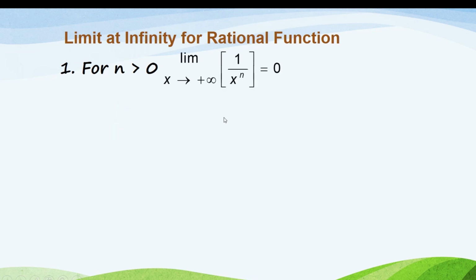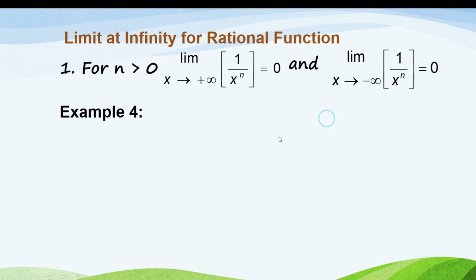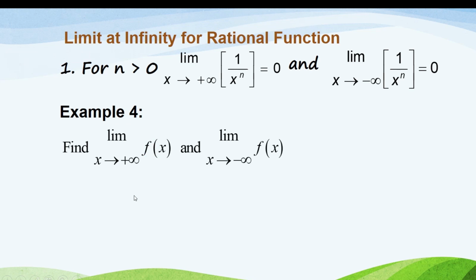Okay, let's see the limit at infinity of the rational function. We look at, for n greater than 0, the limit as x approaches infinity of 1 over x to the power of n equals 0, and the limit as x approaches negative infinity of 1 over x to the power of n equals 0. Example 4. Find the limit as x approaches infinity of f(x) and the limit as x approaches negative infinity of f(x).